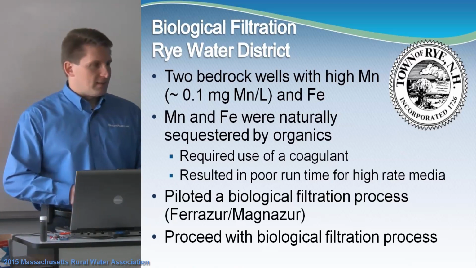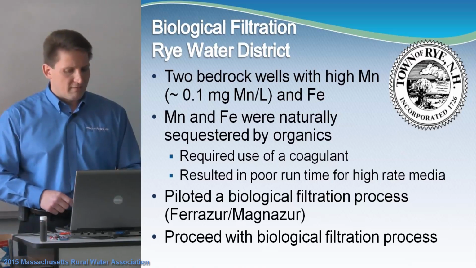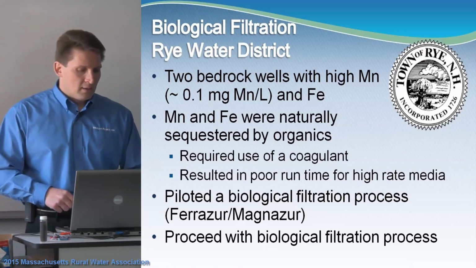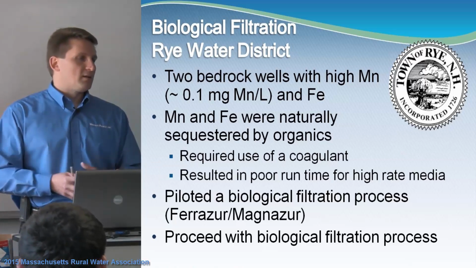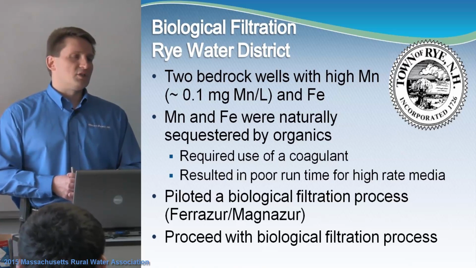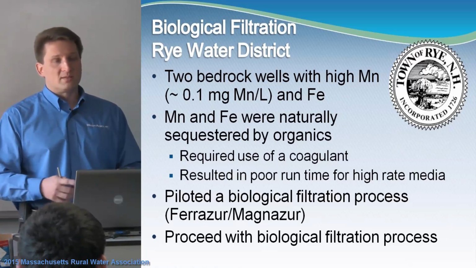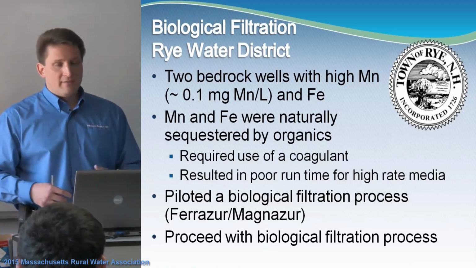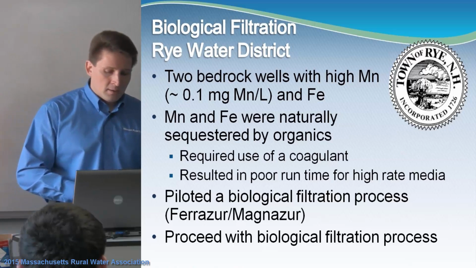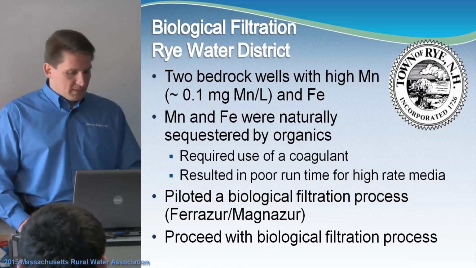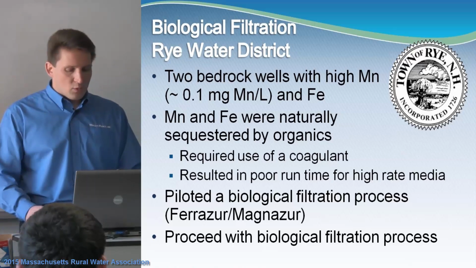So at that point in time, I understand that they decided to look at the biological process, which is referred to as the Ferrigure and the Magnesure process. From what I understand, it's a media that pretty much only needs a stable pH and oxygen in order to allow the naturally occurring bacteria that you would find in your wells, which eat the iron and the manganese and form those slime layers, to actually remove the iron and the manganese from that water. Ultimately, following some successful piloting, they did decide to proceed with that process.